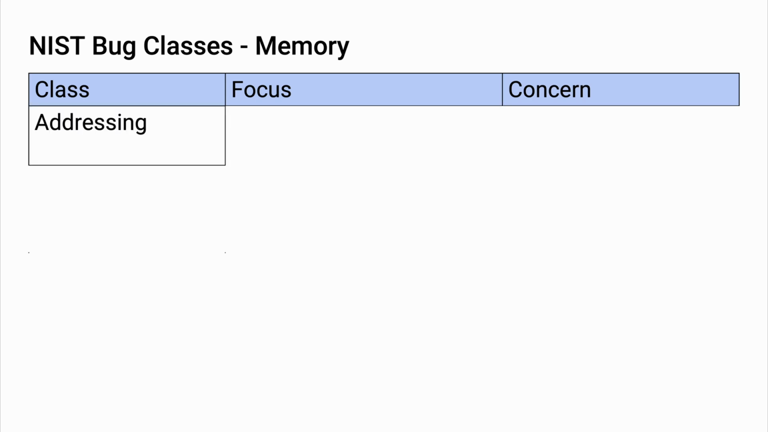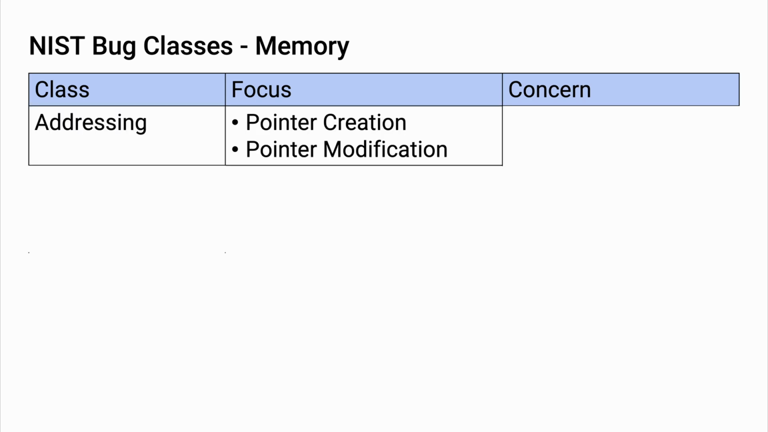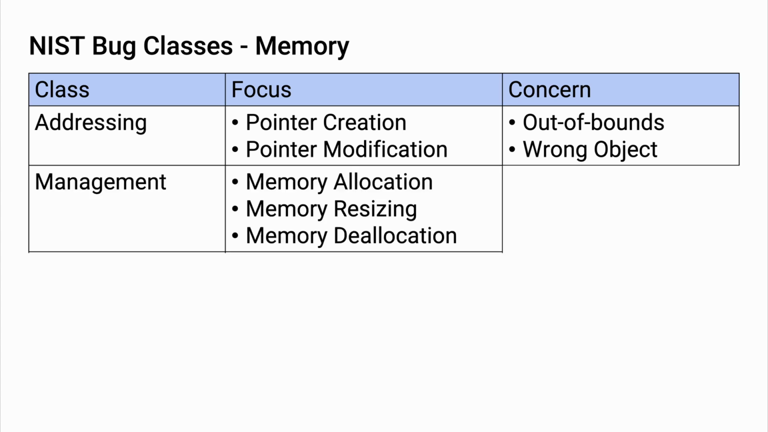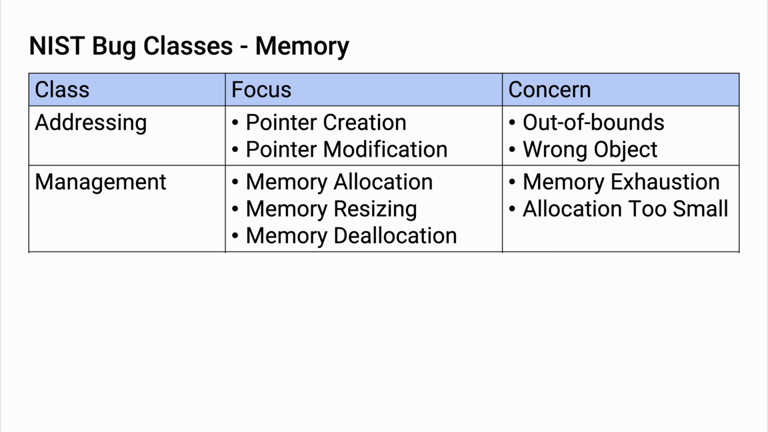The first is addressing, and our focus is on pointer creation and pointer modification. Our concerns are that we're going to have out-of-bounds access or are going to be pointing to the wrong object. The management class is focused on allocation, resizing, and deallocation of memory. The concerns here are that we'll end up with memory exhaustion or insufficiently sized allocations.